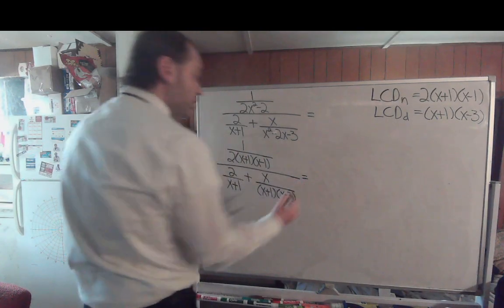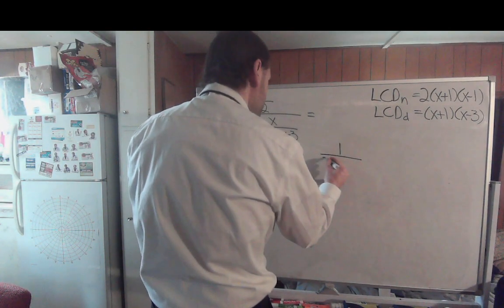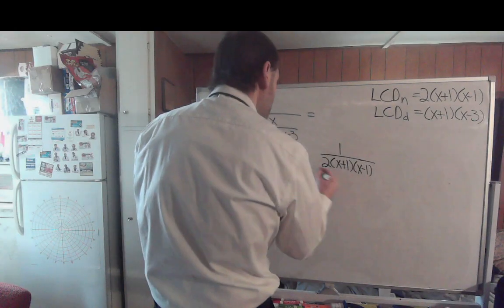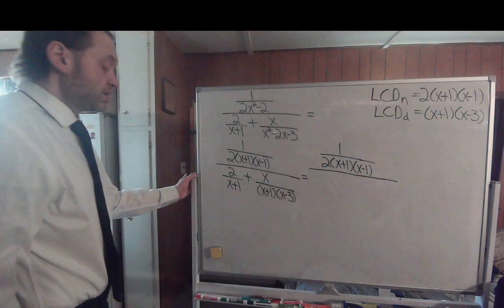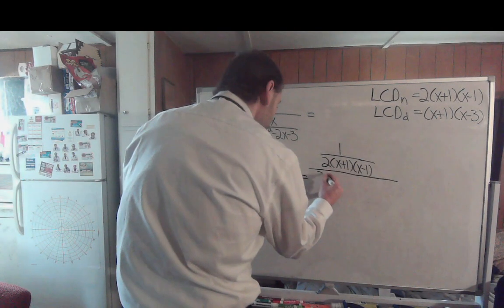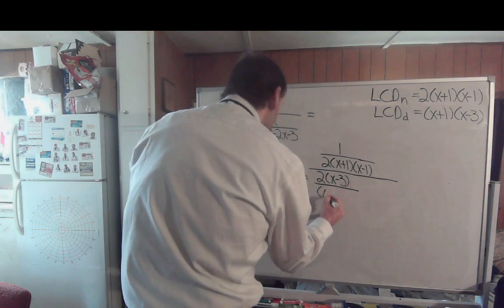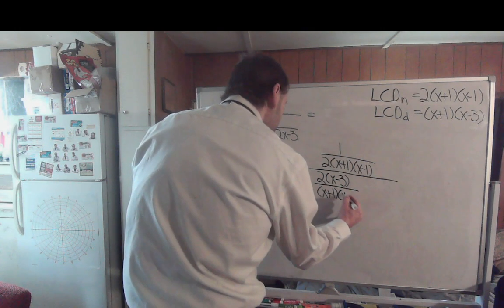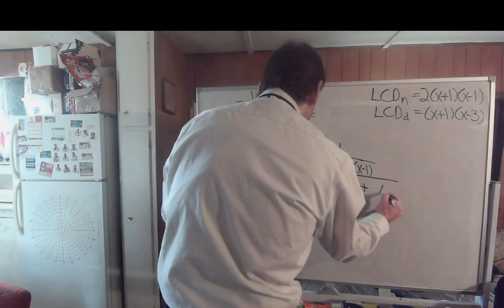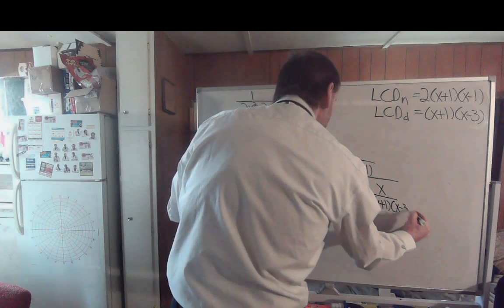So let's go ahead and start working on this now. Your numerator can be left alone. That's 1 over 2 times x plus 1 times x minus 1. Now in your denominator, you just need to multiply both numerator and denominator by that x minus 3 to get your least common denominator. So 2 times x minus 3 all over x plus 1 times x minus 3. And then your second term already has your least common denominator. So plus x all over x plus 1 times x minus 3.